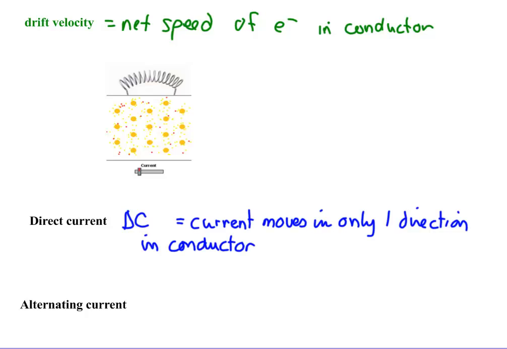Alternating current is the type of current in most buildings, houses, and businesses. Alternating current is constantly switching direction within the conductor, and it does so at a particular frequency. It is referred to as AC current.